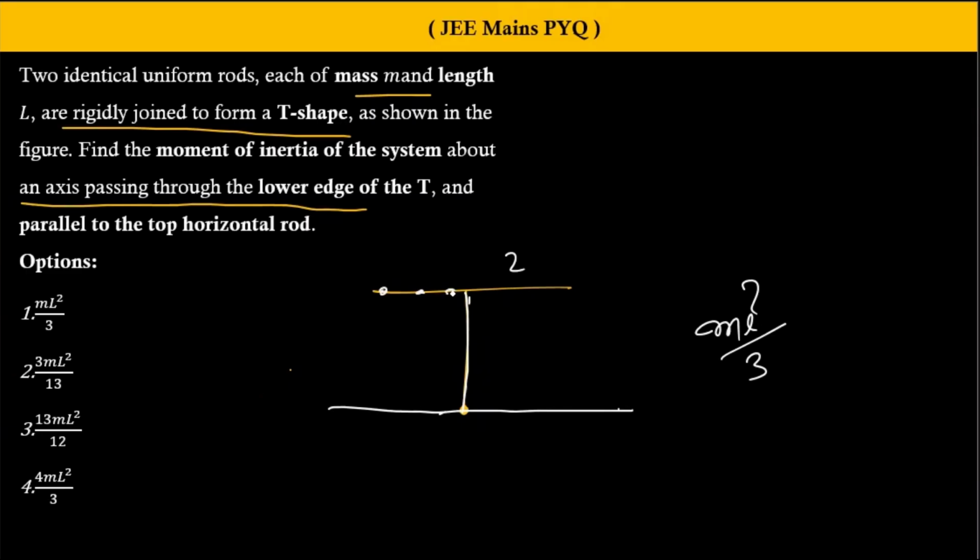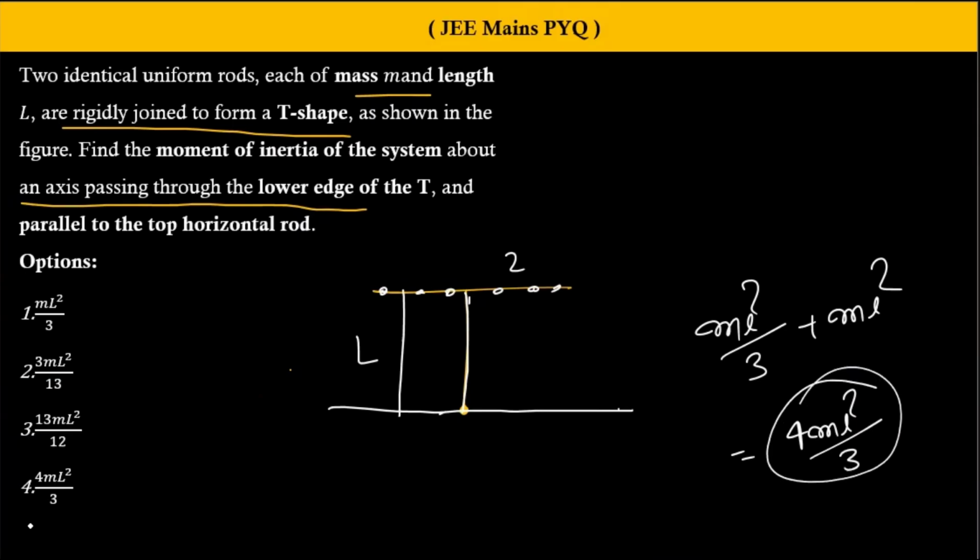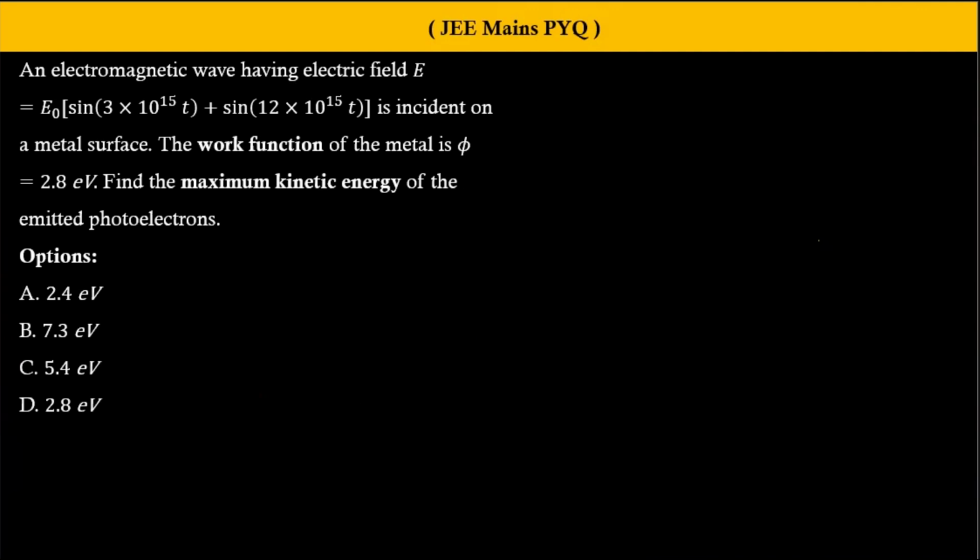देखो second rod का जो हर मास है, that is at the same distance from this axis and that distance is L. So that will be nothing but ml square. Okay. So you just need to use the basic concept of moment of inertia. Okay. So this thing will be 4 ml square by 3. This should be the answer actually. Okay, so this is this. Now let us go ahead.